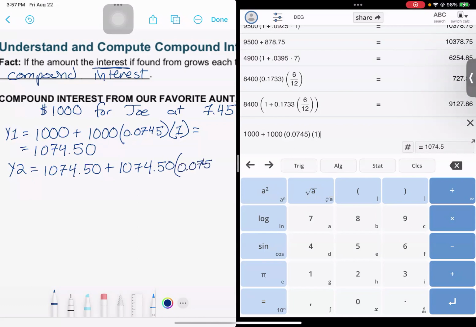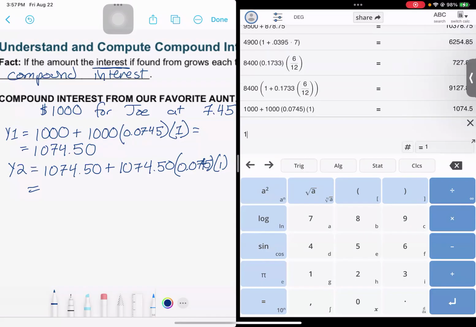So let's see what's going on here. Now we're going to use, I showed you guys, double tap plus double tap parenthesis, 0.0745 times 1 times 1. Oh my gosh. Okay. $1,154.55. Okay. So it came up with even more interest.